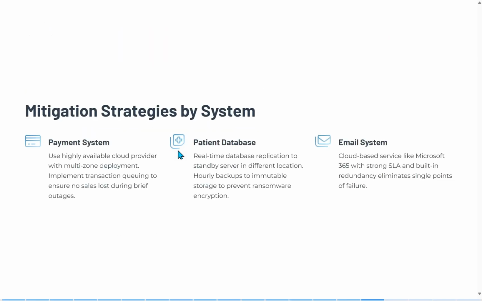Mitigation strategy by system. So we'll be talking about the mitigation for payment system, the patient data, and the email system. To mitigate for payment system, use a highly available cloud provider with multi-zone deployment. Implement transaction queue to ensure no sales lost during brief outage.